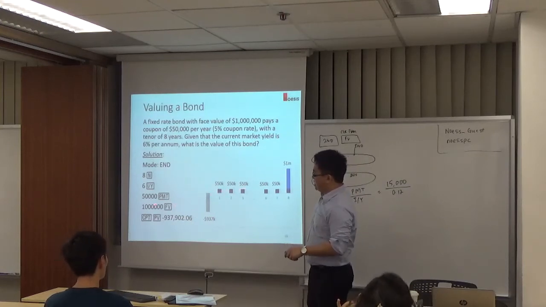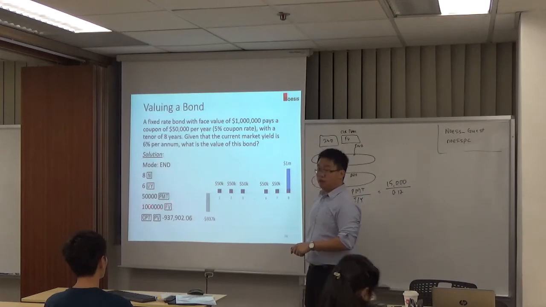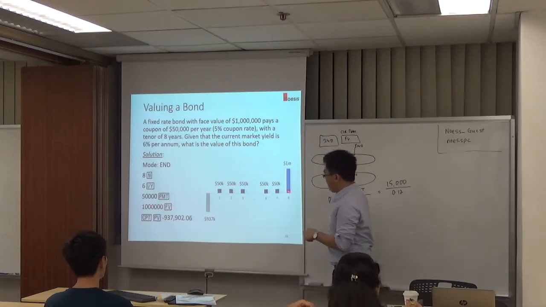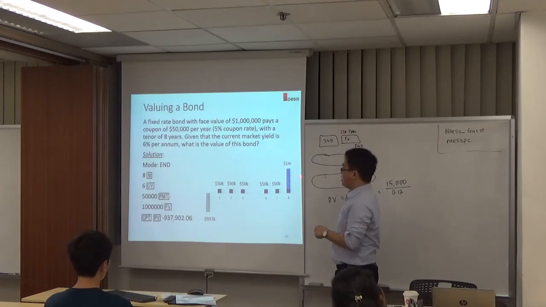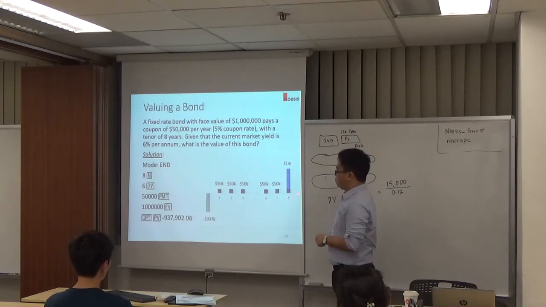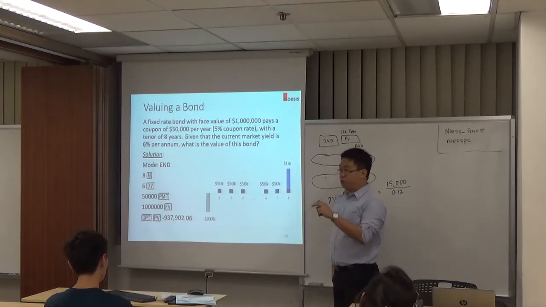And then lastly is the FV. FV will be $1 million. So at the end of the 8 years, they'll pay you an extra $1 million here. Given all these cash flows, if you want to enjoy all these cash flows, how much would you need to pay for it today?